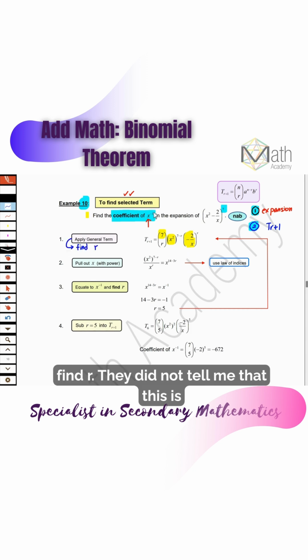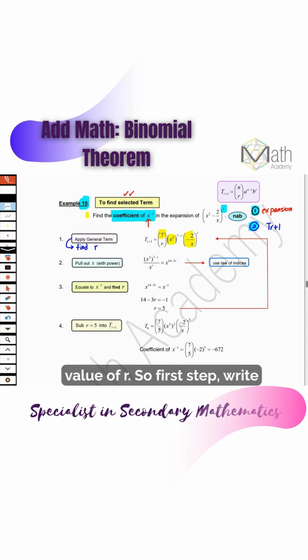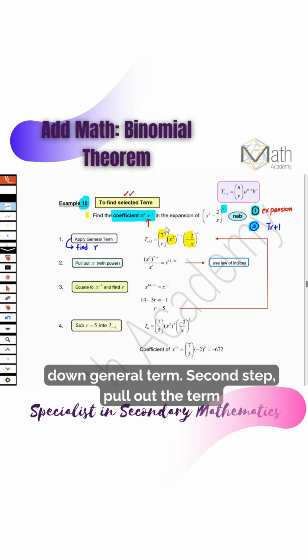They did not tell me that this is the 6th term or 7th term or 8th term. I do not know which term this is. Hence, I wouldn't be able to tell you what's the value of r. I have to find the value of r. So first step, write down general term.